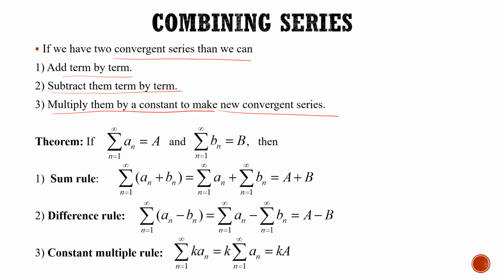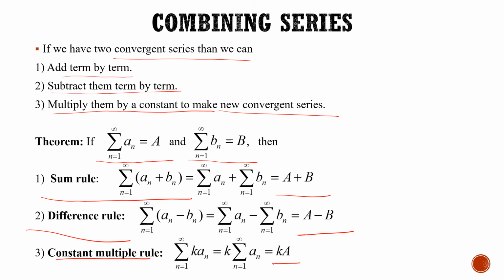So this is a theorem which says that suppose that you have a series which converges to A. That is, you can find its sum and it is equal to A, and another convergent series which is converging to B. Then if you add the two series, it will converge to A plus B. If you subtract, it will converge to A minus B, and if you multiply it with a constant, it will become this.